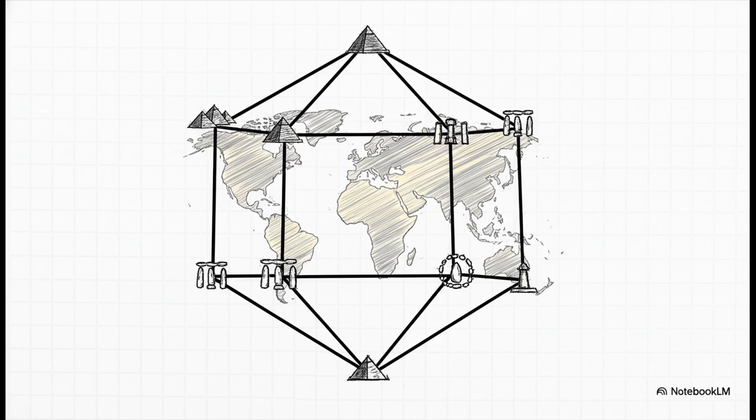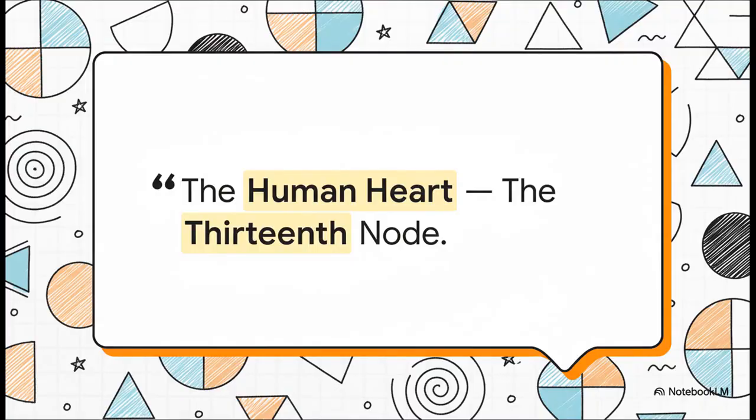And in this model, ancient sites like the pyramids or Stonehenge aren't just randomly placed. They are nodes on this planetary grid, each one vibrating with a different frequency, and all of them contributing to a single global harmony. So what ties this whole planetary grid together? What's the final piece of the puzzle? Well, according to the theory, it's us.